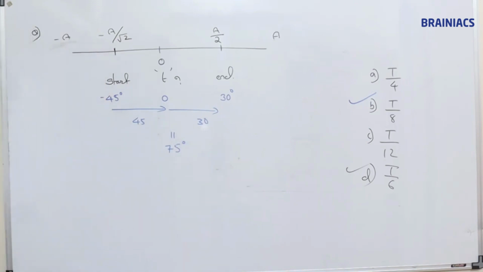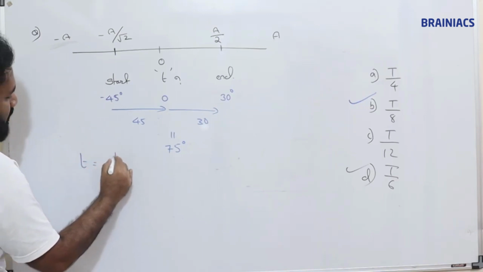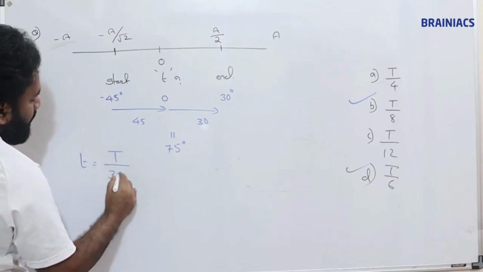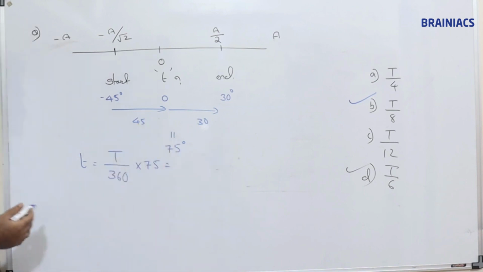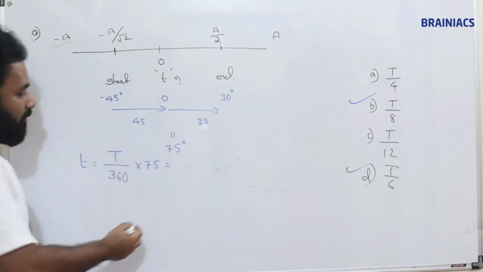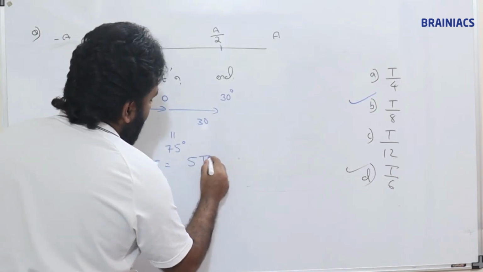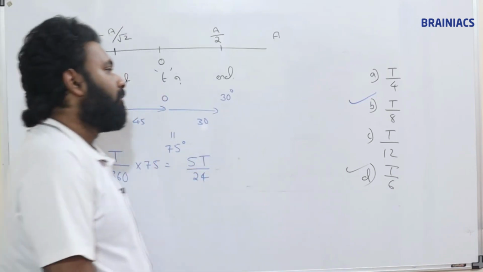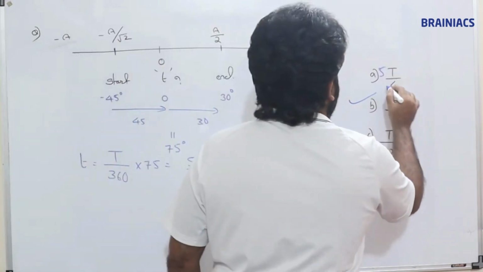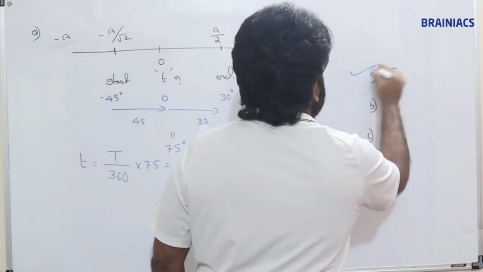75 degree. This is going to be 75 degree. So how much will be the time? Time is going to be t by 360 into 75. So if we solve this, we will be getting 5t divided by 24. Okay, so 5t divided by 24, this is the answer.